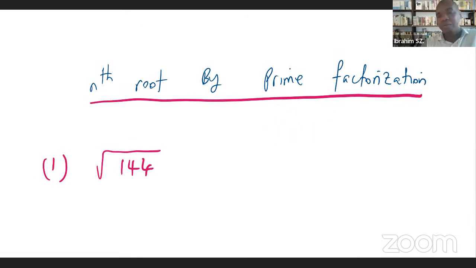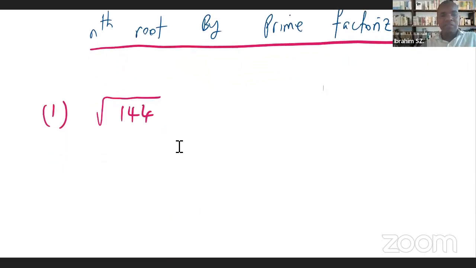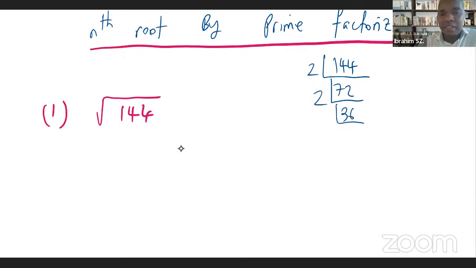Kuna njia ambayo mlikuwa mnaitumia kutafuta LCM Form 2, inawezekana ukaitumia hiyo. Kwa mfano nitaonyesha tu kwa hii 144 hapa. How do you break it into prime factors? 144 you're going to divide by 2 to get 72. By 2 will be 36, by 2 will be 18. Divide by 2, you get 9. By 3, you are going to get 3. And by 3, you are going to get 1.